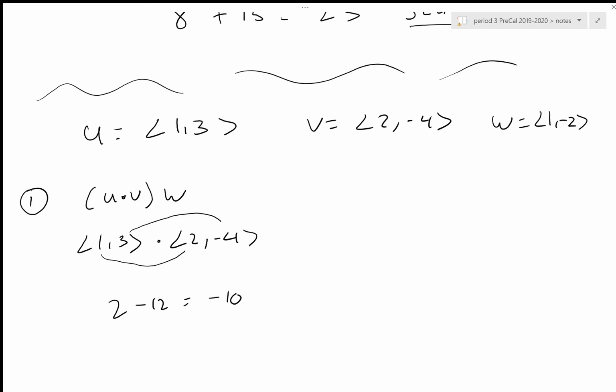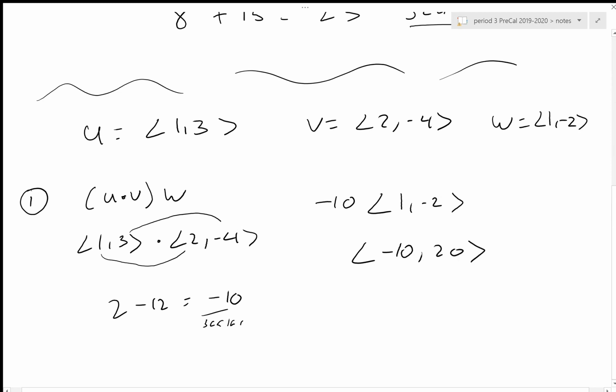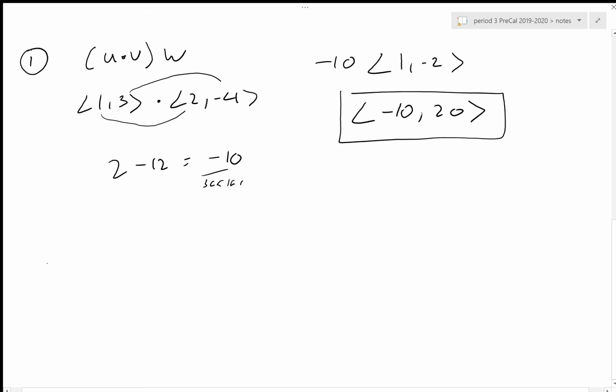Okay, and then we got to multiply this times w. So if I do -10 times w, 1, -2. So right now our answer is a scalar so far. But now I have to multiply it with this vector. So we have a scalar times a vector, which will give us a vector. So -10 and 20. That would be u times v times w, which gives us a vector.